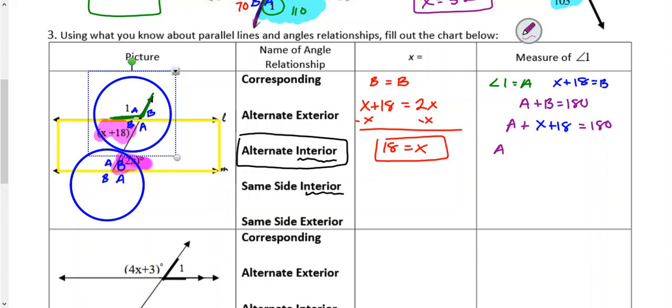Well, in the previous column, I figured out what x was. So I have A plus x is now 18, and then plus 18 from our problem. All of that equals 180. Combine my like terms. So now I have A plus 36 equals 180. If I subtract my 36, I get A, which is angle 1, to equal 144.